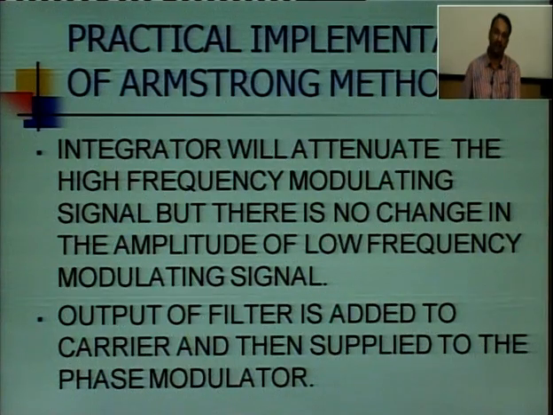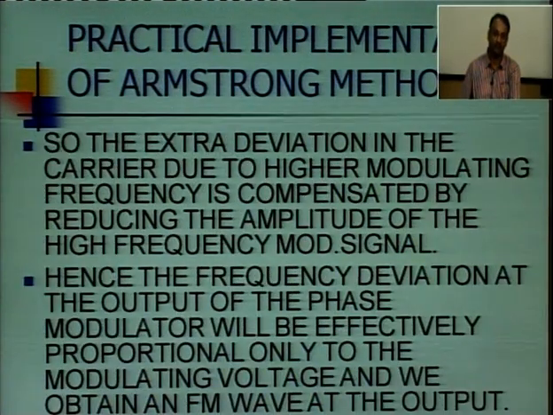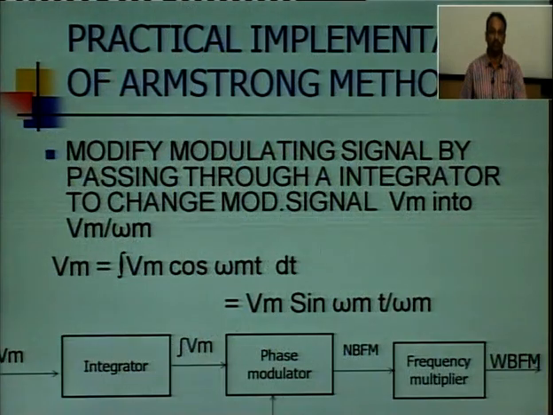and then supplied to phase modulator. So, the extra deviation in the carrier due to higher modulating frequency is compensated by reducing the amplitude of higher modulating frequency. Hence, frequency deviation at the output of the phase modulator will be effectively proportional only to the modulating voltage, and we obtain an FM wave at the output.